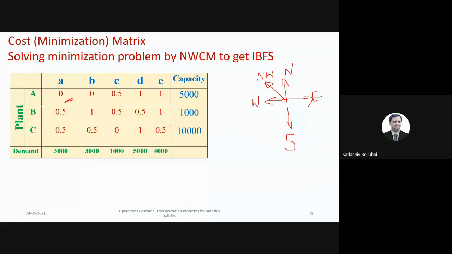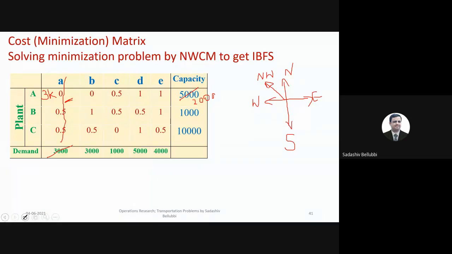For this one, what is the supply and demand? Supply is 5,000 and the demand is 3,000. So we can allocate 3,000 here. If you allocate 3,000, then the demand is exhausted and the supply is remaining with 2,000. So this first column is cancelled.